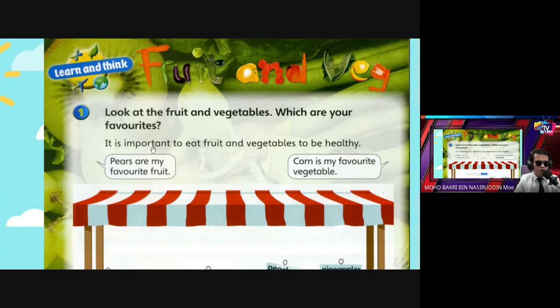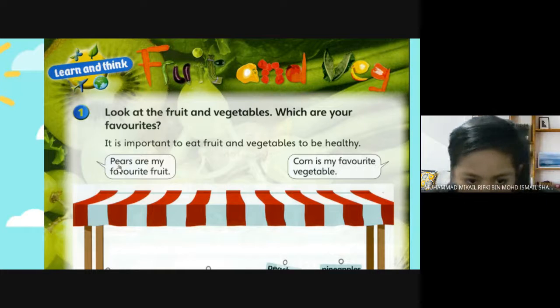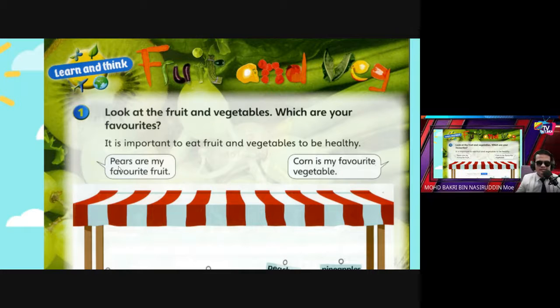It is important to eat fruit and vegetable to be healthy. Sangat penting untuk makan buah dan sayuran untuk menjadi sihat. Doctor advised us to eat lots of fruits and vegetables. You can eat apples, you can eat mango, so many things. Let's look at here. Pears are my favorite fruit. Pears. Pernah tengok pears tak? Kalau pears ni dalam bahasa Melayu buah pear. Very good, thank you, Mikael. Ini orang ni cakap buah pear adalah buah yang paling saya gemari.